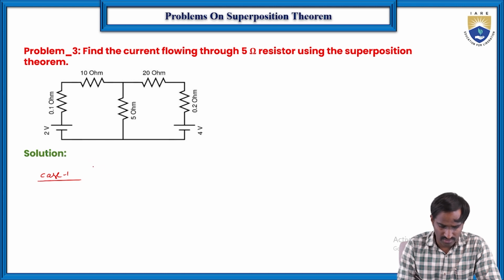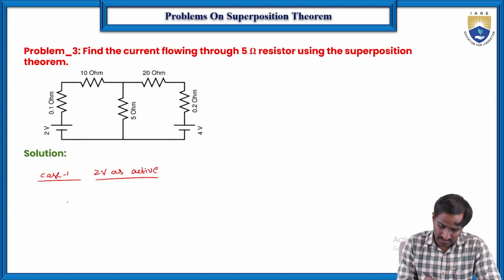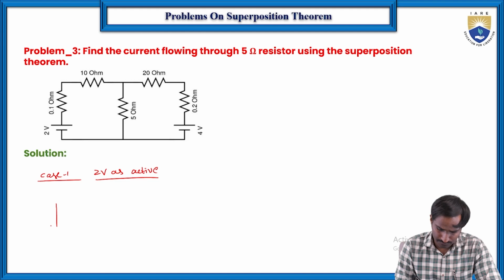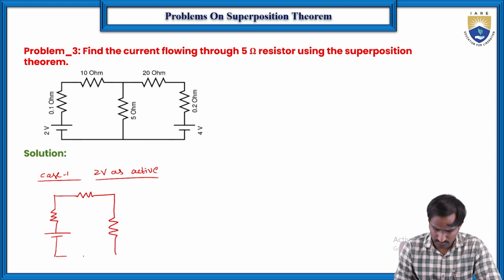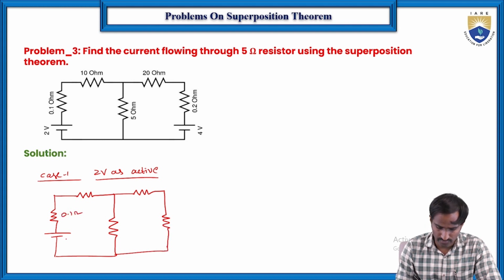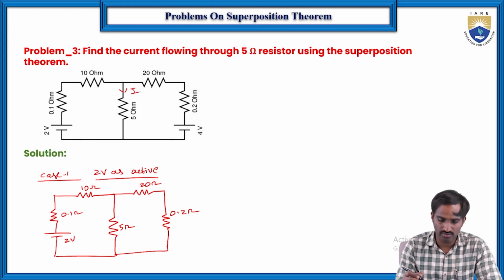In case 1, we are considering only the 2 volts as the active source. Then the circuit will become like this: here is the voltage source, and a resistor, and here another resistor, and one more resistor, and again one more resistor, and the 4 volts is replaced with a short circuit. So here it is 0.1 ohm, here it is 2 volts and 10 ohms, here 5 ohms, here 20 ohms, and here 0.2 ohms. We have to find the current I flowing through this particular circuit.